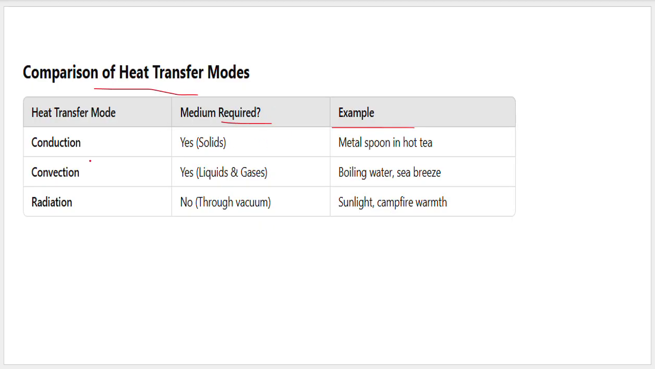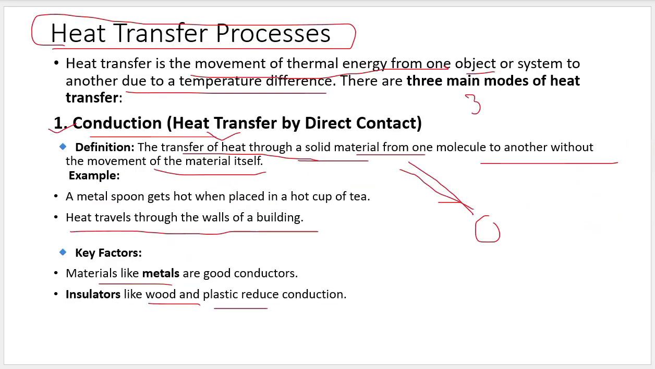In conduction, what is the medium? Medium required, yes, medium is required. Medium is required in both conduction and convection. In conduction, the medium is solid. In convection, the medium is liquid and gas. In radiation, as I mentioned just now, there is no medium required. Sunlight and campfire are examples. Okay, so this is about the heat transfer process.